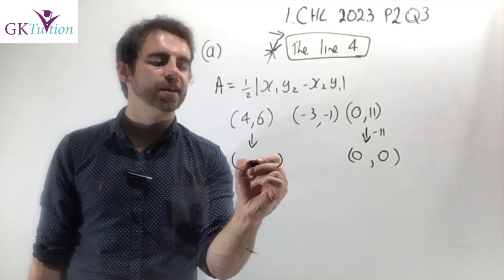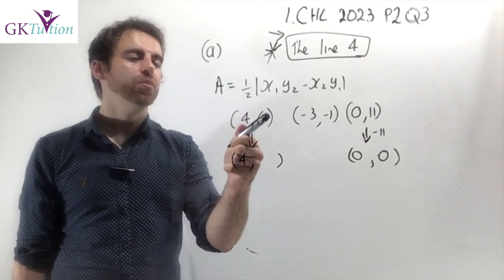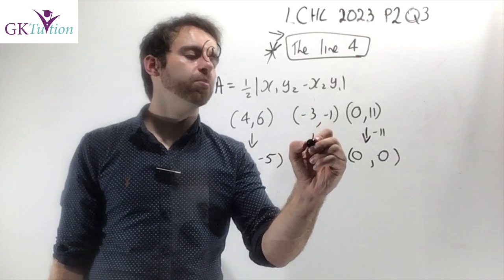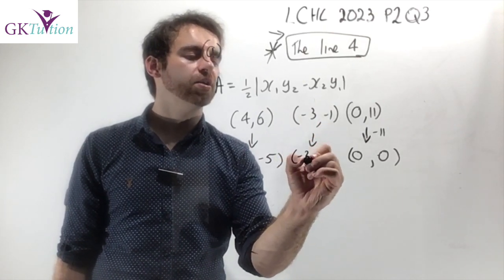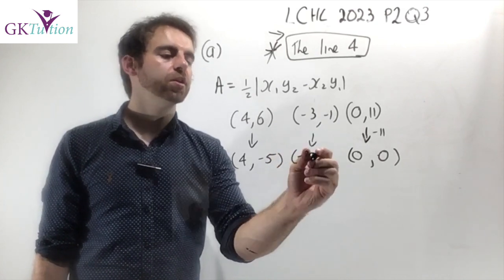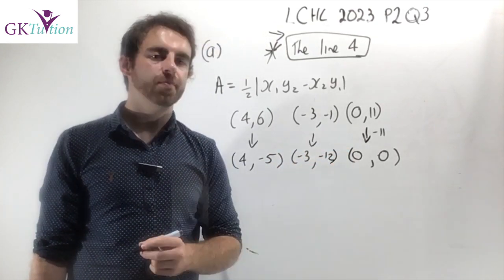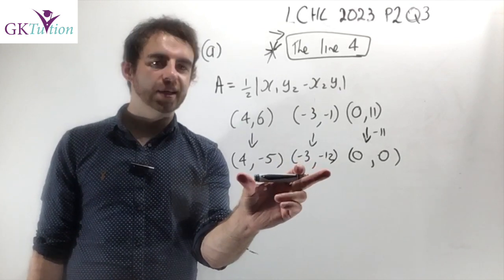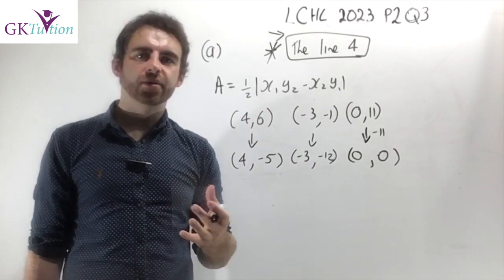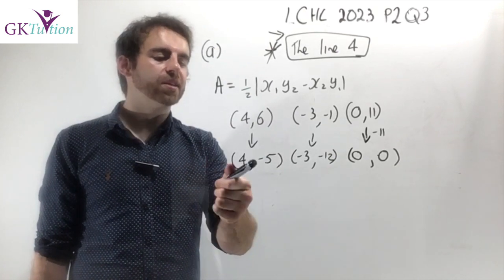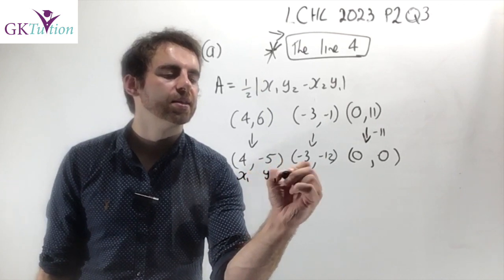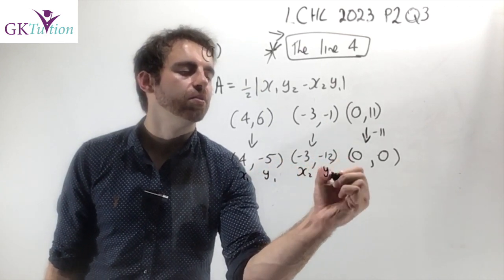So the point 4, 6, I'll leave the x as it is, but 6 minus 11 gives me minus 5. And with the point minus 3, minus 1, again I don't touch the x value, but the y value I subtract 11, so minus 1 minus 11 is minus 12. And now we're going to use these 2 points to sub into this formula and to get the area. Here it doesn't matter which one I label as x1, y1 and which one I label as x2, y2. So I'm just going to do it like this. Let's say this is x1, y1 and this is x2, y2.